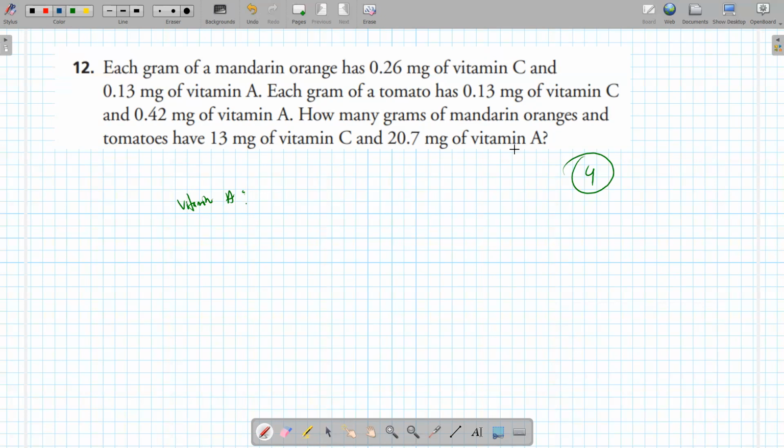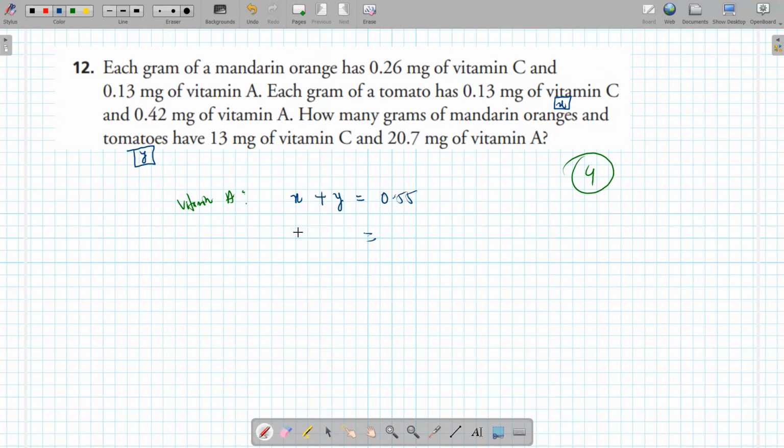Let's stay with our original plan: X is oranges, Y is tomatoes. So that's the grams. 1 times X, 1 gram of oranges, plus 1 gram of tomatoes, equals how many vitamin A's do we have? We had 13 from the first one and 42 from the next one. So that's 0.55.